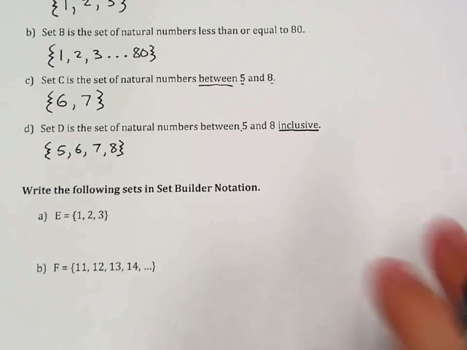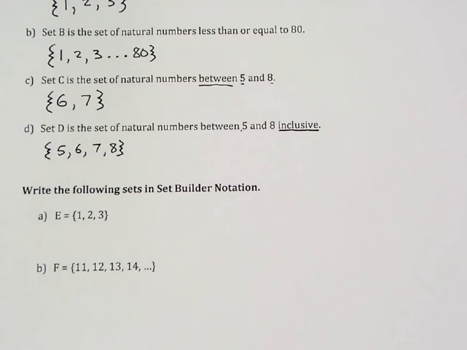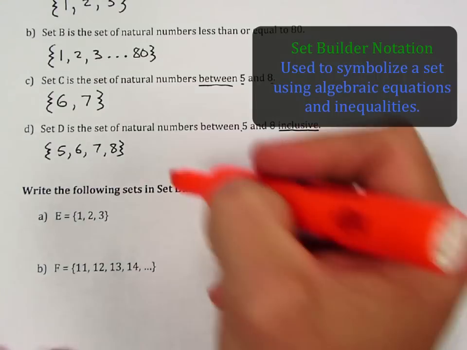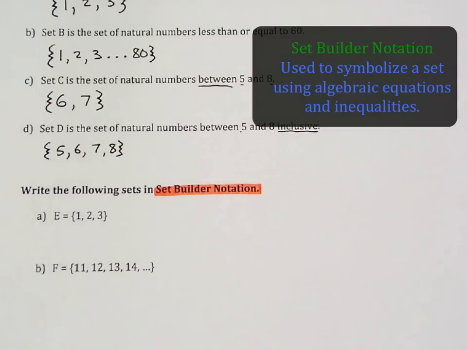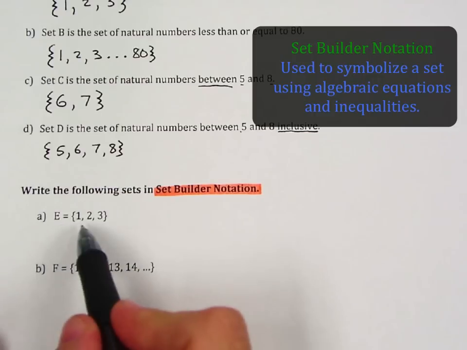For our next examples, we're actually going to be taking sets in roster form and writing them in set builder notation. Now, this is a very mathematical way to do it. We're going to use some x's or variables and possibly some equations as well. So here we have set E, and it's 1, 2, and 3.